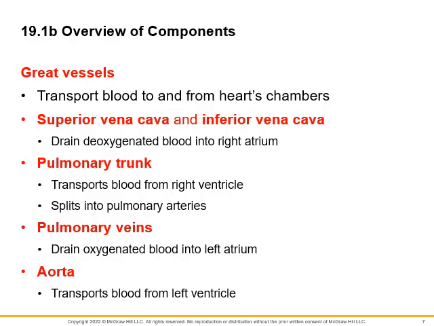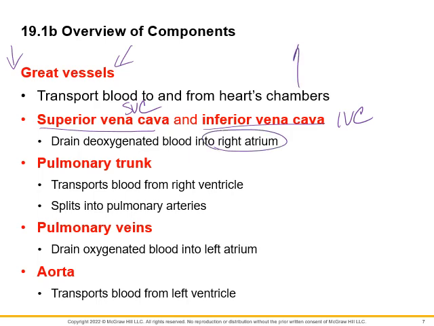When we look at the vessels that enter the heart, they call them the great vessels, and you should know which great vessels are delivering blood and which ones are taking blood away, and then specifically which cavity. So the superior vena cava and inferior vena cava, and you'll see me abbreviate these a lot, right? So these are all going to drain into the right atrium. So you're going to have the inferior, superior, and then you're going to have your right atrium.